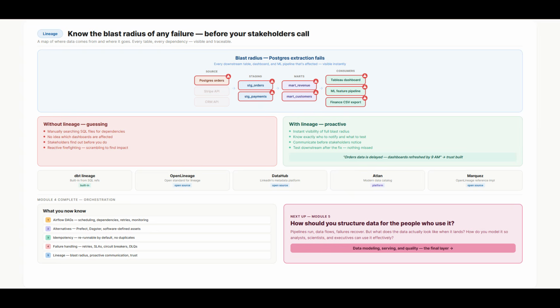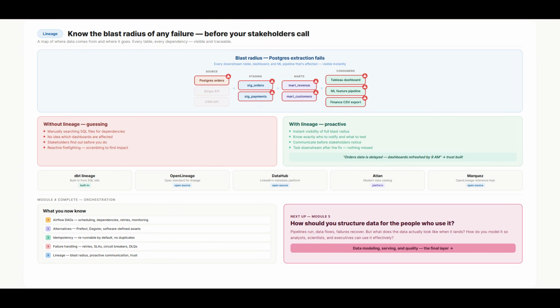One more thing before we move on: data lineage. Lineage is a map of where your data comes from and where it goes. Every table, upstream and downstream. Every dependency, visible and traceable. If something breaks in your raw Postgres extraction, you need to know immediately which downstream staging models, mart tables, dashboards, ML features and scheduled reports are affected. Without lineage, you're guessing. You're manually searching through SQL files trying to figure out which tables depend on which.